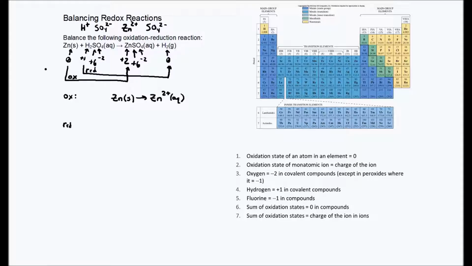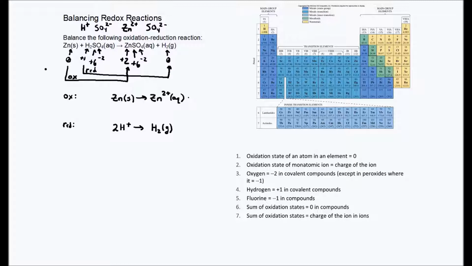And now my reduction. I have H+ becoming H2 gas. Okay, so I'm good so far. Now balance all of those: zinc and zinc, those balance, that's good. I actually need to put a 2 here in front of the H+ because I need 2 hydrogens to get this, so I can get my electron count, right?